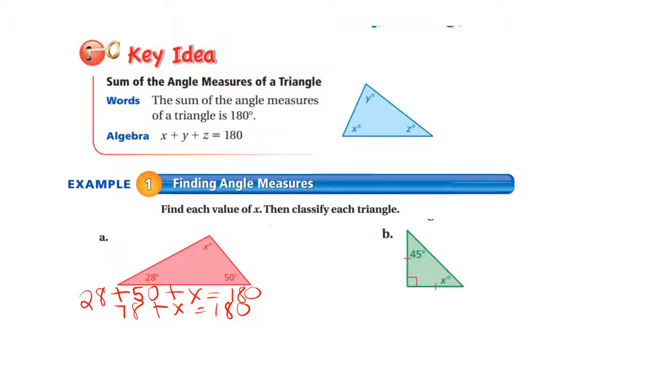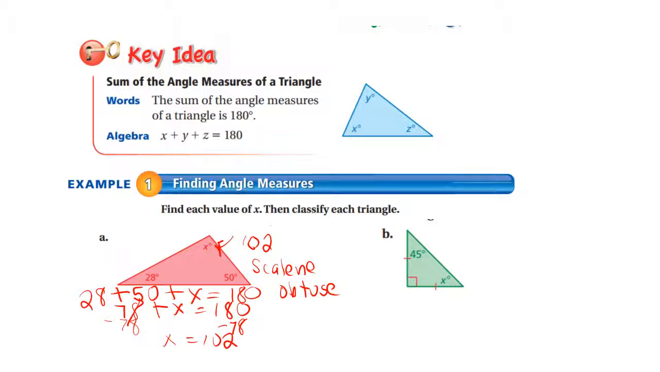This is a one-step equation. I'm going to subtract 78 from both sides. These cancel out, and x equals 102. Now, if x right here equals 102, then we know that this is a scalene triangle. It is also obtuse. It has 3 completely different angles, which means it has completely different sides. And one of those angles is larger than 90.